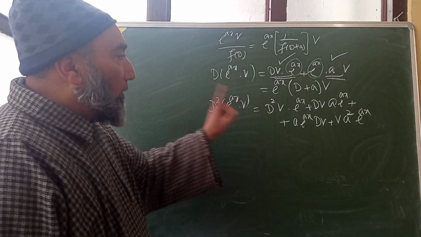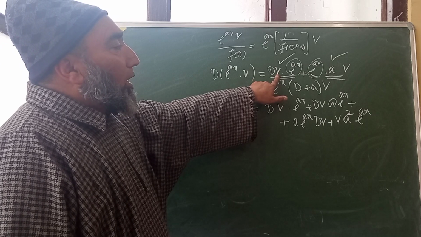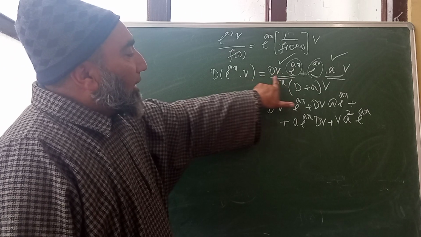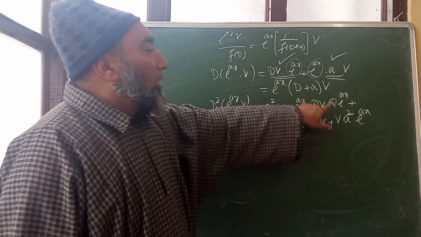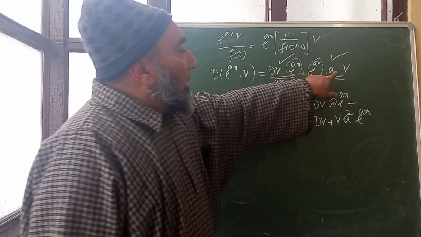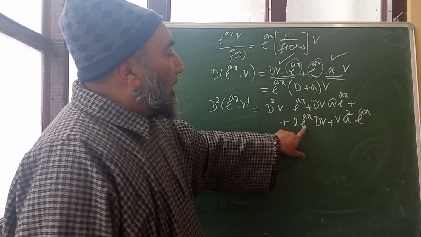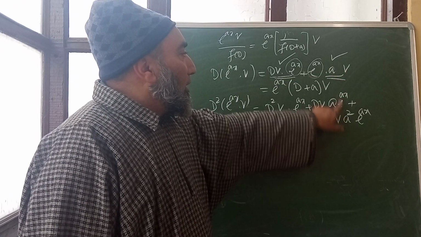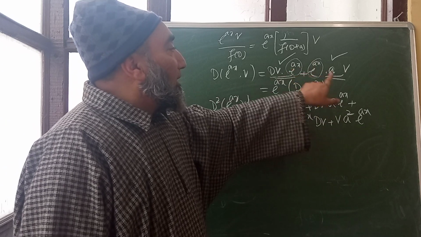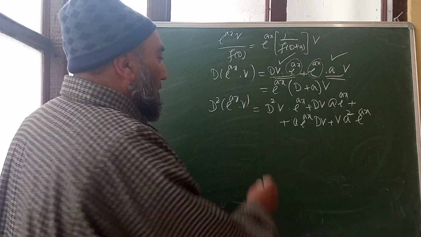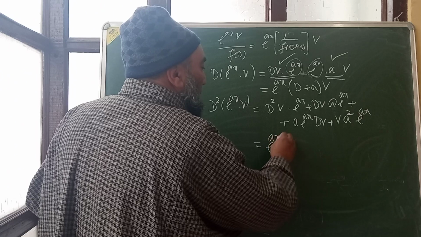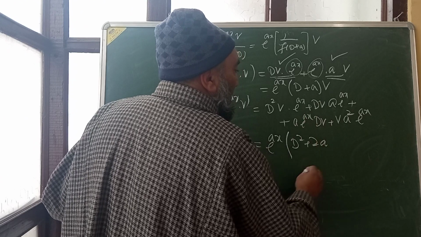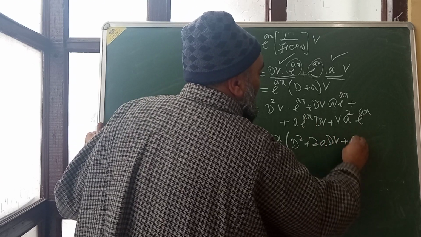Fine. Let me explain it again. This is d square v, e to the power ax as it is. Now dv as it is, derivative of e raised power ax is a e to the power ax. Now here a is as it is, e to the power ax is as it is. Derivative of v is dv. Now v is as it is, a is as it is, derivative of e to the power ax is a e raised power ax, which is a square. Now keep e to the power ax out. It is d square plus twice a d plus a square.